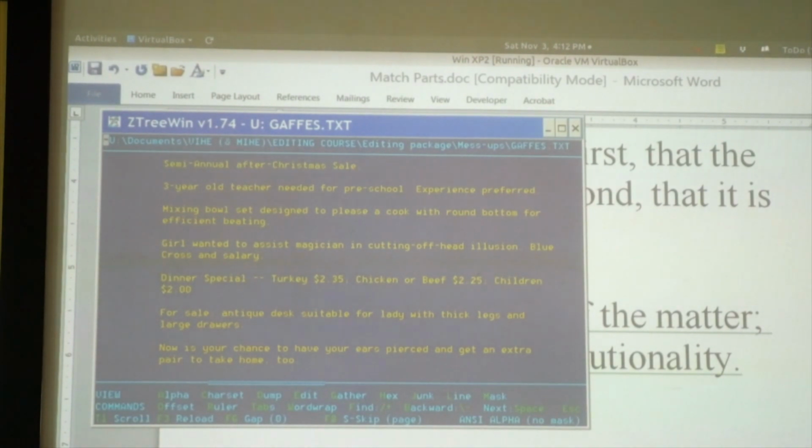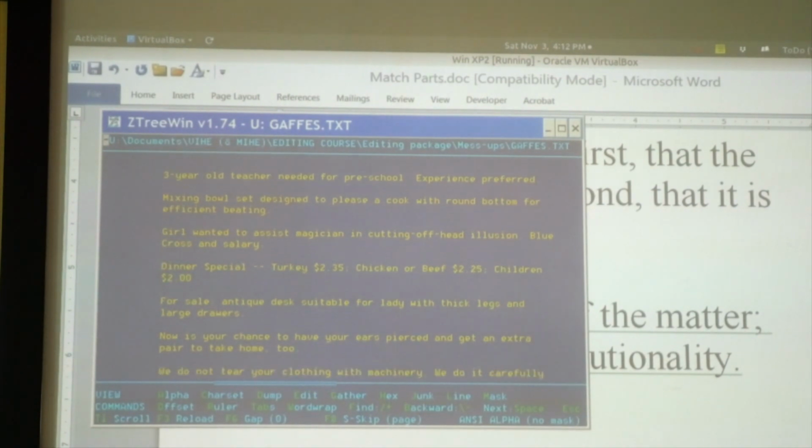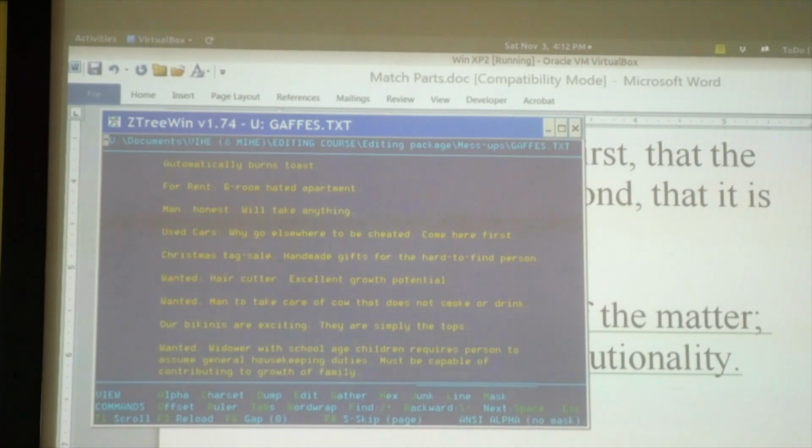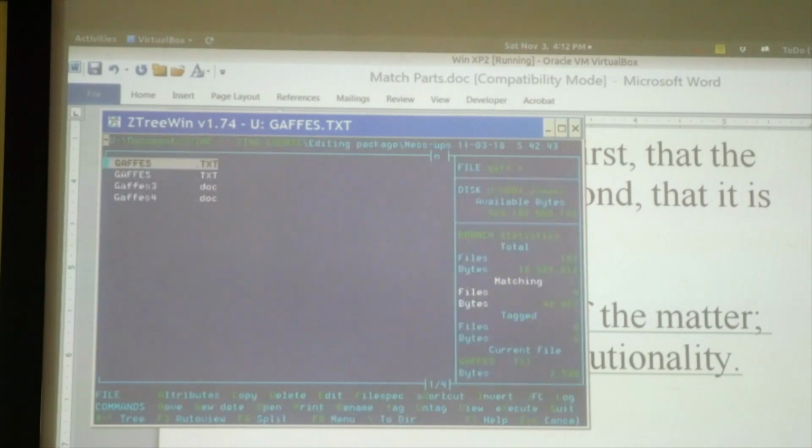Girl wanted, the mixing bowl set designed to please a cook with round bottom for efficient feeding. Now there's an example of words that haven't been kept where they belong. Obviously it should be mixing bowl set with a round bottom for efficient feeding, designed to please a cook. But putting those words at the end is what gives us the problem. Okay, I'm going to skip the rest of that file.